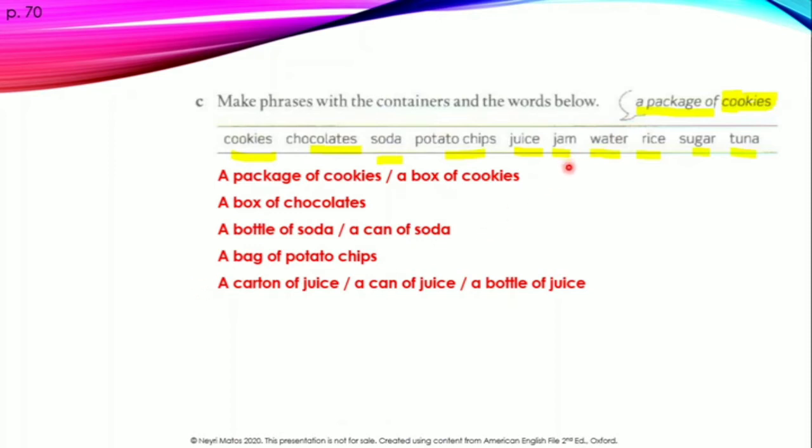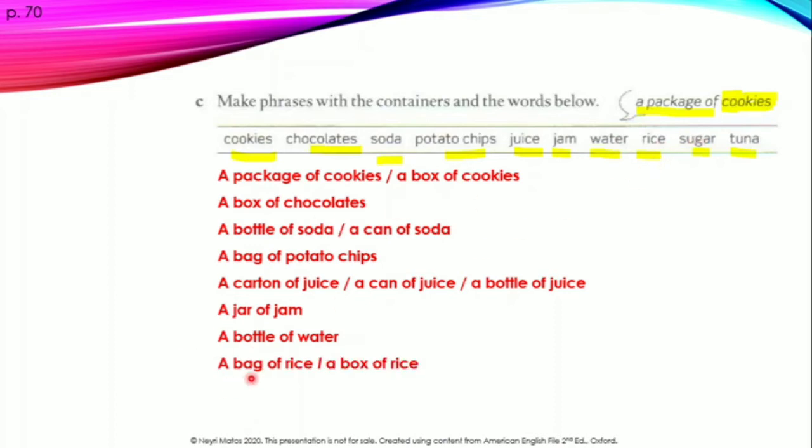Next is jam. And usually we have a jar of jam, right? We usually have jam in jars. Some people can use it in a different way, but usually we find jam in jars in the supermarket, okay? Remember that jars are usually made of glass. Continuing, for water, we have a bottle, okay? We usually have bottles of water, so this is the option I have for you.